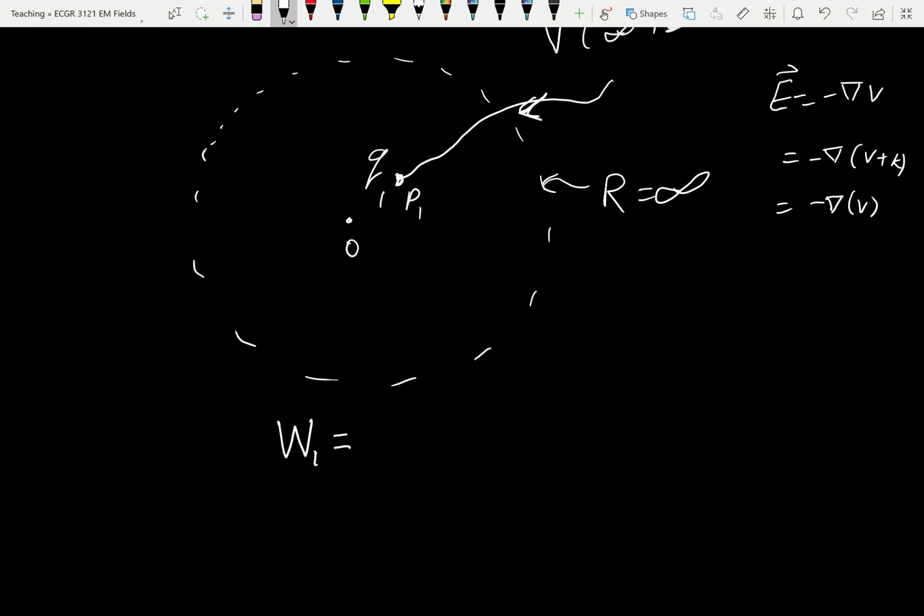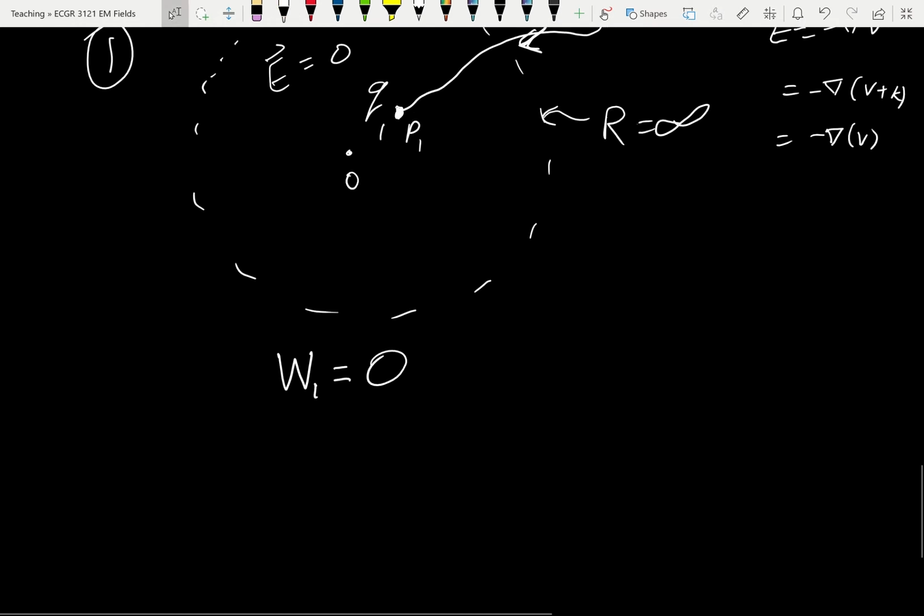There's no field. Initially E everywhere is 0. So there is no electrostatic field to oppose the movement of this charge, so I can freely move this charge. No energy is required. There's no opposing force that will prevent me from freely moving this charge. So the amount of work, or energy, needed to move this charge to this point, P1, is 0. Okay, so that's step 1. Okay, step 2.